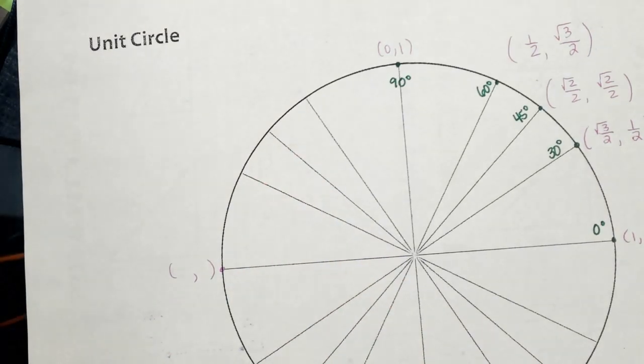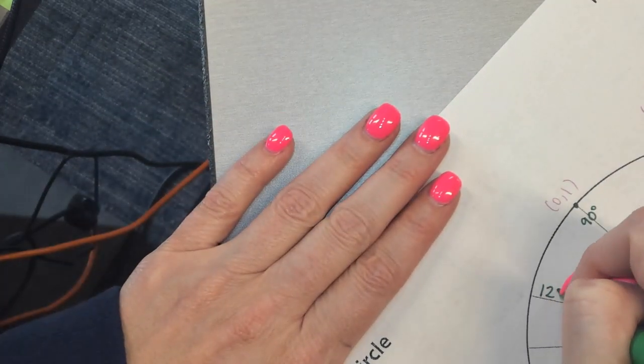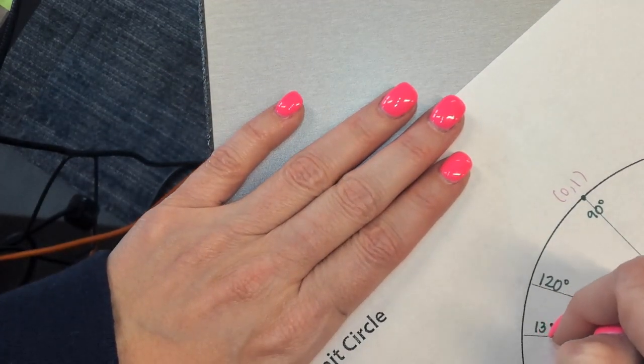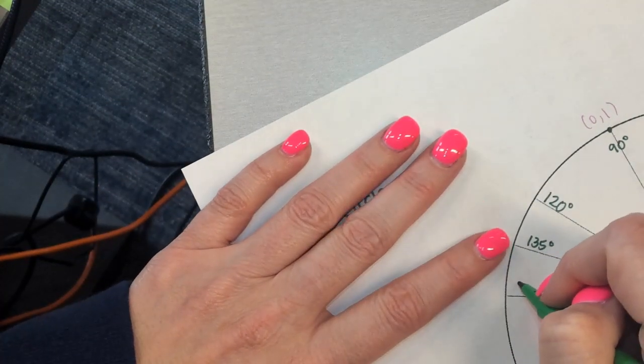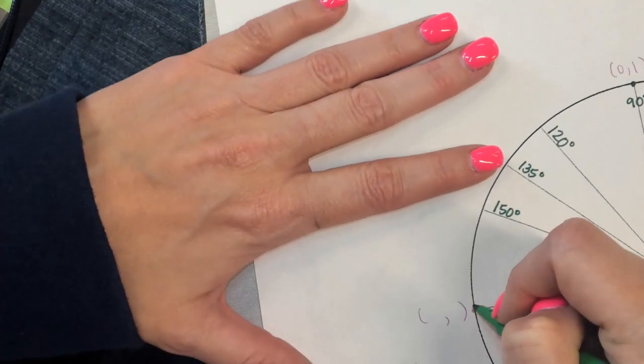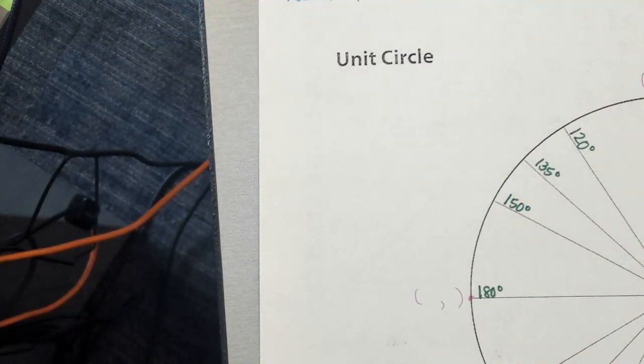Okay, so I'm going to give you some time right now. I want you to put those values in. So add 30, 15, 15. Go all the way around your circle. And then I want you to put your points in.